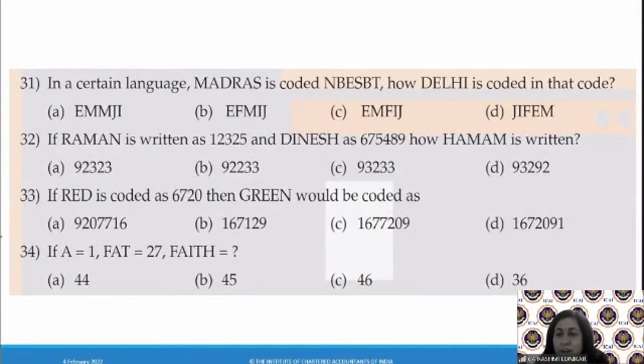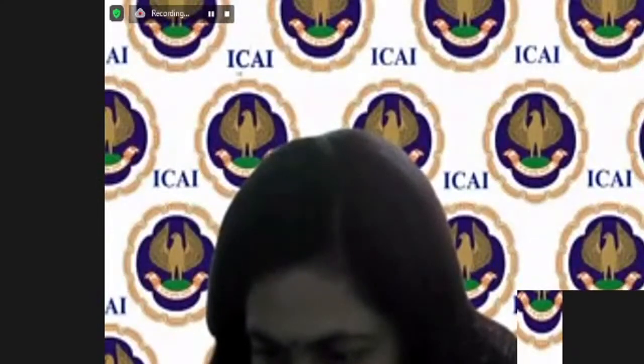Very good. Now we are moving to coding-decoding. Madras is coded as NBESBT. How is Delhi coded? Here remember that you must know your alphabet line also. Let me put it over here. This alphabet line should be there.